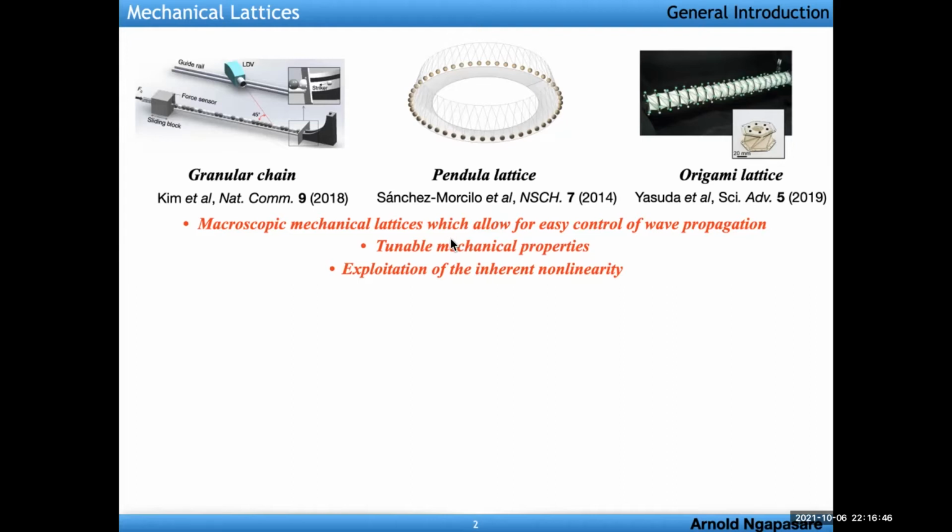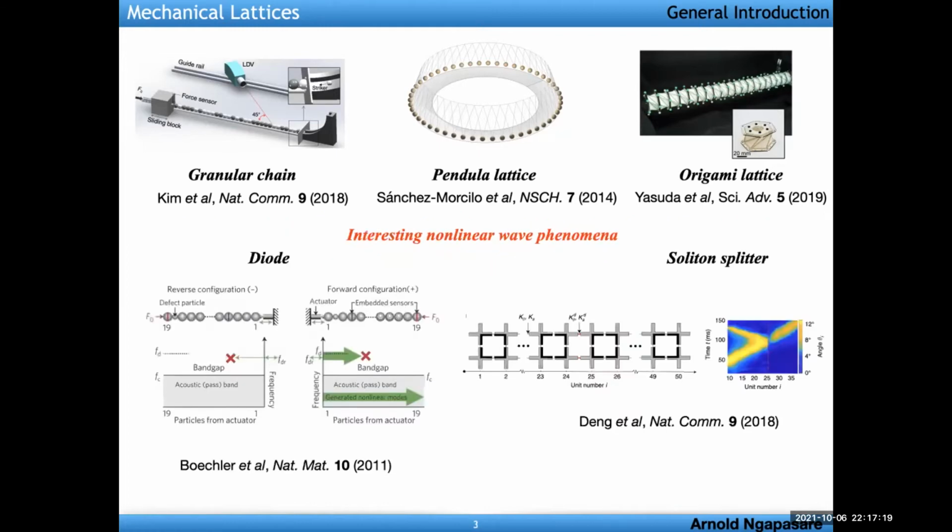In mechanical lattices, we can have control of wave propagation by tuning some parameters that can be dependent on the model. In addition to that, we can also exploit the inherent nonlinearity that may be present in some of these mechanical lattices. Here, I'm showing you some examples where this last property of nonlinearity has been exploited. Here, I'm showing an acoustic diode, and here, a soliton splitter.